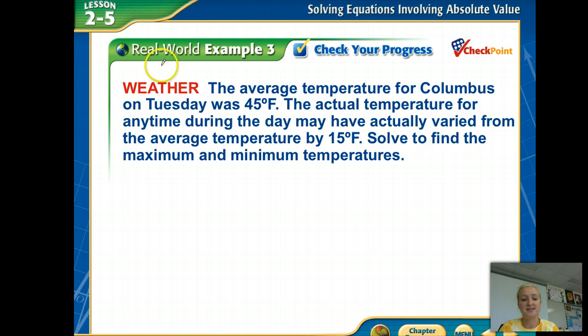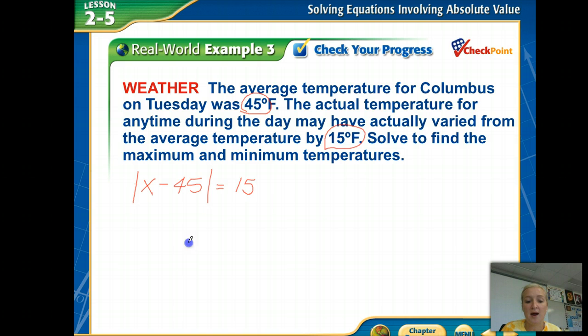Alrighty, hopefully you paused the video and you have an answer for this problem. I'm going to just use x for my variable. My original temperature was 45 degrees. So that's going to go inside my absolute value symbol. And it says that the temperature varied from the average temperature by 15 degrees. So again, similar to the problem previously, it can be 15 degrees hotter or 15 degrees colder.